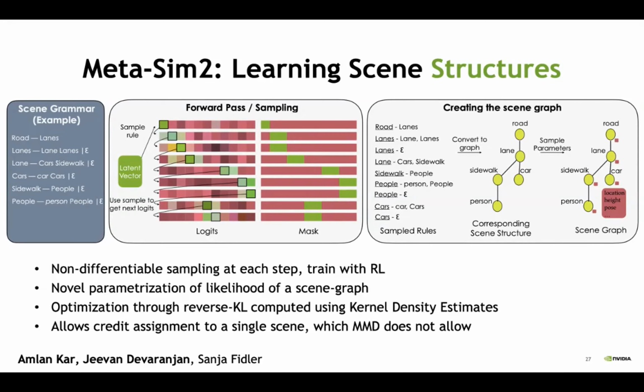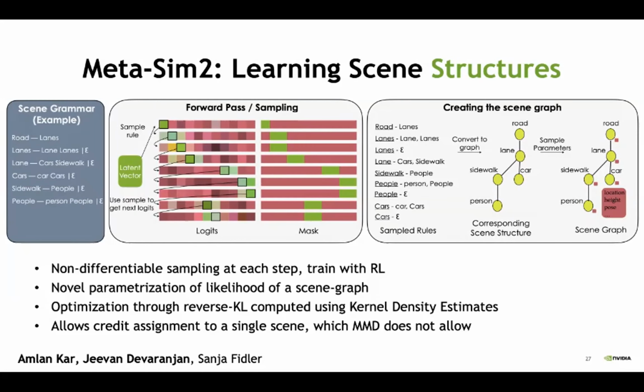Okay, so note that this generative process has a lot of discrete sampling steps, and the renderer is non-differentiable. So this is actually very hard to train. We tried doing it the same way as with the original MetaSim, just an MMD loss, and it didn't work.